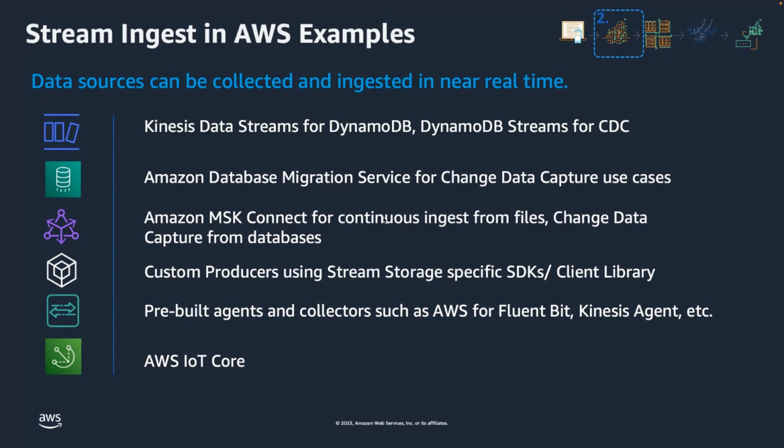Some of the options include adding change data capture capabilities to DynamoDB, which might be your operational data store, or using Amazon Database Migration Service, or DMS, for change data capture use cases. Amazon MSK Connect is our managed Kafka Connect offering, which allows a variety of different use cases, such as ingesting from files, change data capture from databases. As I mentioned, you can write custom producers using stream storage specific software development kits and client libraries. We also include the ability to deploy pre-built agents. And for those of you that are in IoT related gaming, AWS IoT Core might be an option as well.